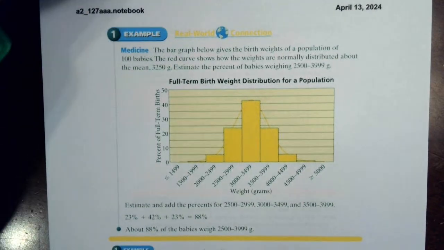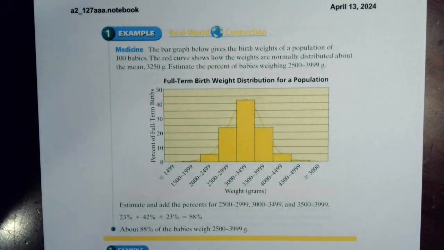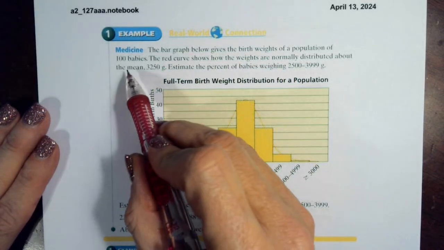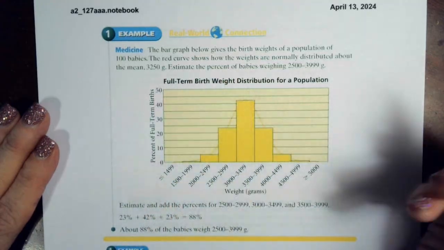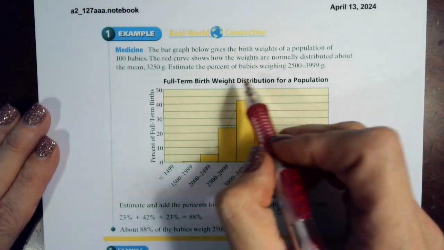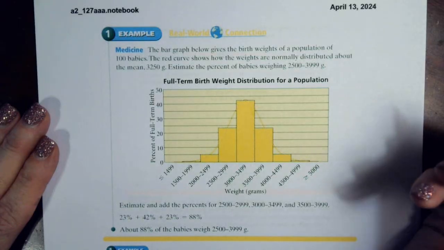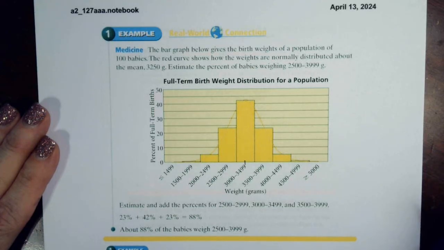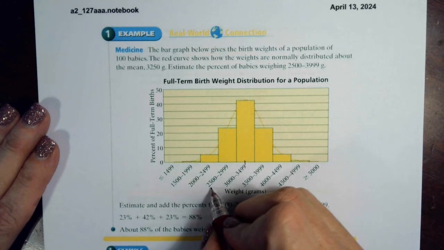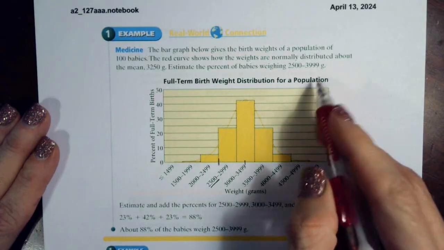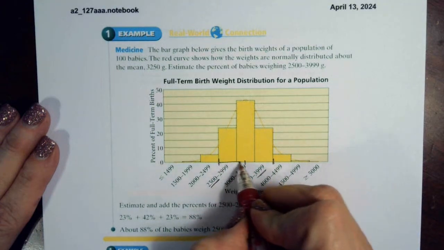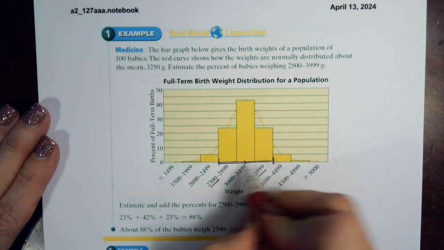Okay, so this one is going to correspond with the question on number 1 on your homework. The graph below gives the birth weights of a population of 100 babies. The red curve, which you can't really see, shows the weights are normally distributed about the mean, 3,250. So the mean would be right here. Estimate the percent of babies weighing between 2,500, so that's here, and 3,099 is here. So that's going to be these bars right here.